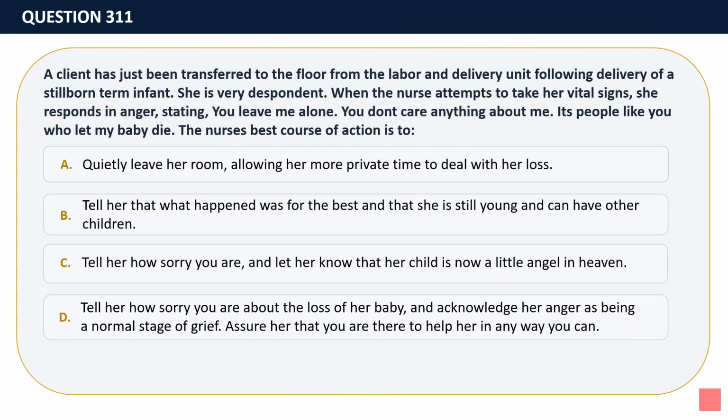The nurse's best course of action is to: A. Quietly leave her room, allowing her more private time to deal with her loss. B. Tell her that what happened was for the best and that she is still young and can have other children. C. Tell her how sorry you are, and let her know that her child is now a little angel in heaven. D. Tell her how sorry you are about the loss of her baby, and acknowledge her anger as being a normal stage of grief. Assure her that you are there to help her in any way you can.